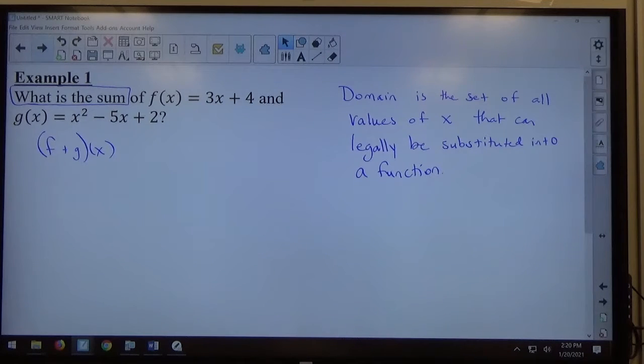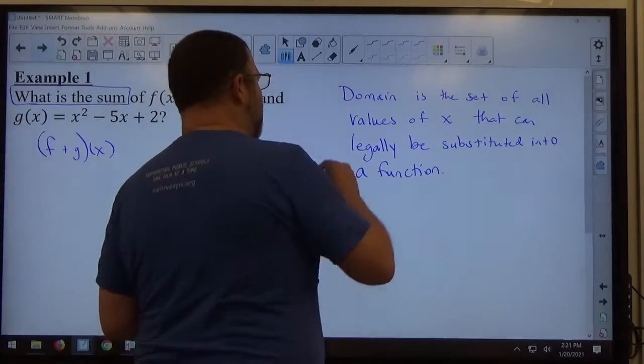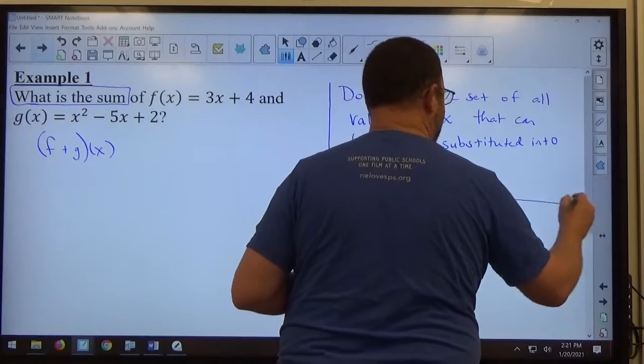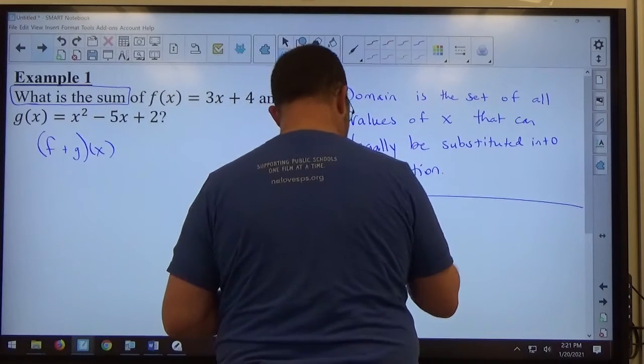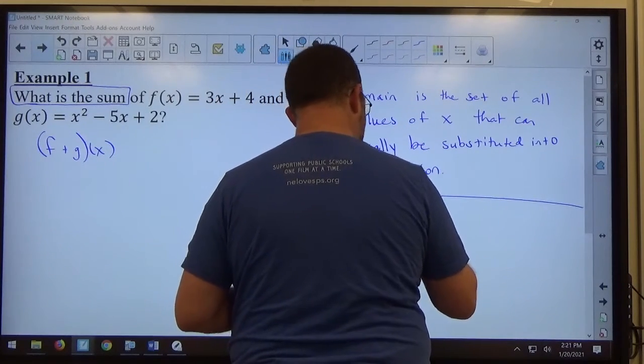It's every value of x that can legally be put into a function that doesn't cause any kind of mathematical issues. Okay. Division by 0 is illegal. Taking the square root or an even root of a negative number is illegal in the real number world. All right? So when we're dealing with domain, we're usually dealing with real numbers. So we don't want to deal with anything that's illegal mathematically. So specifically, the two things that really happen in this class a lot, until we learn a few new functions, is division by 0 is illegal.